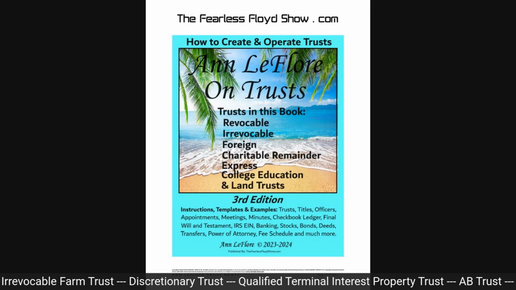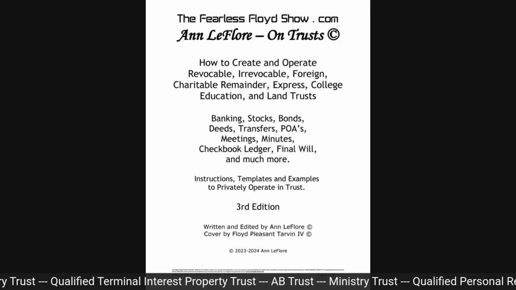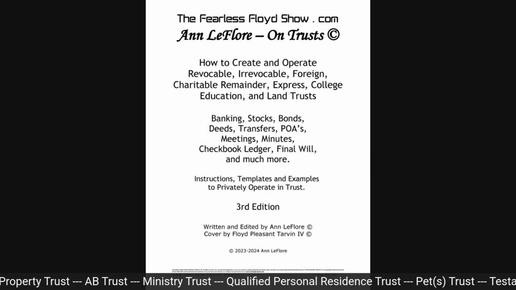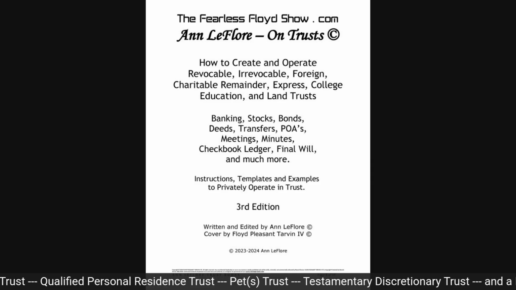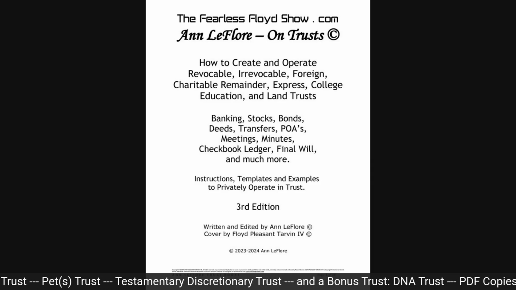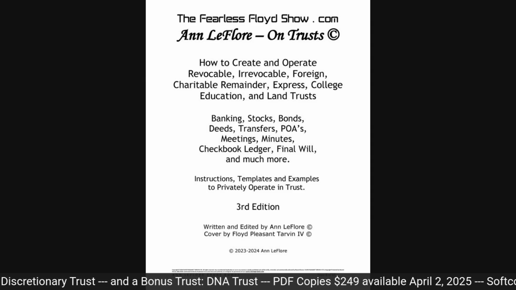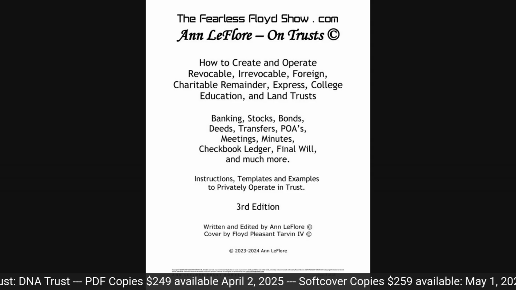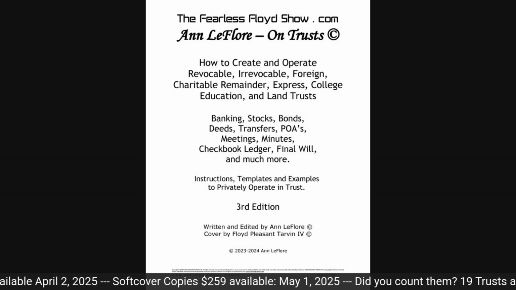And here's the cover to the On Trust book. Basically, how to create and operate revocable, irrevocable, foreign, charitable remainder, express, college education, and land trusts. Also includes banking, stocks, bonds, deeds, transfers, power of attorneys, meetings, minutes, check ledger, final will, and much, much more. Instructions, templates, and examples to privately operate in trust. This is the third edition, one book.